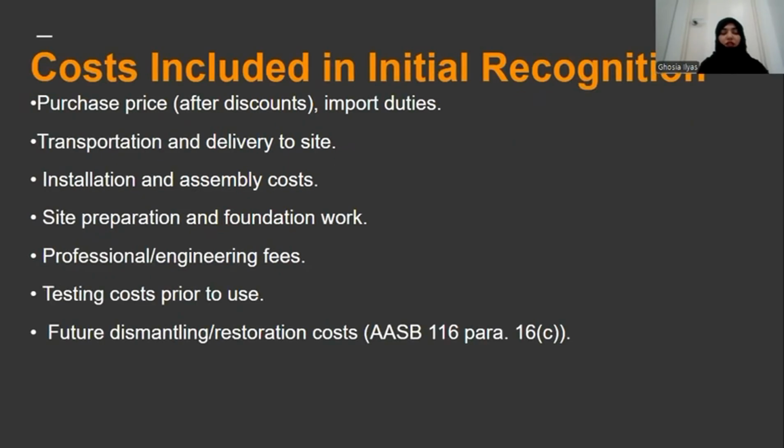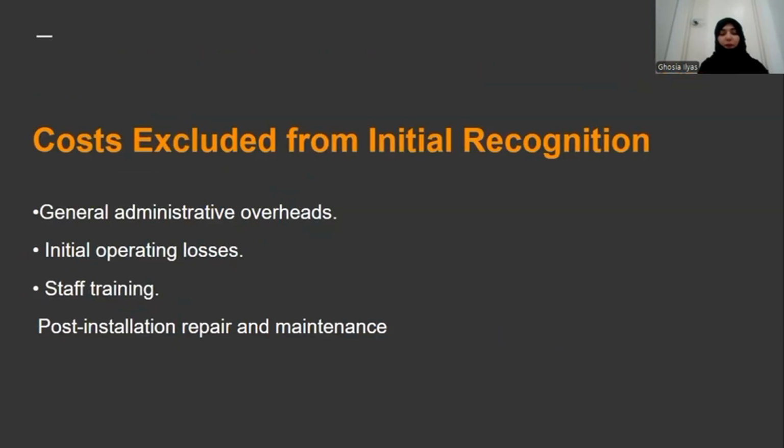Costs included in the initial recognition include all the expenses directly required to bring the turbine to the location and the condition where it can operate as intended. This includes the purchase price, transportation to the wind farm site, installation and assembly costs, and all site preparation such as the foundation or electricity work. Another important point is the expected future cost of dismantling or restoring the site. This must be included in the initial cost if the company is responsible for it.